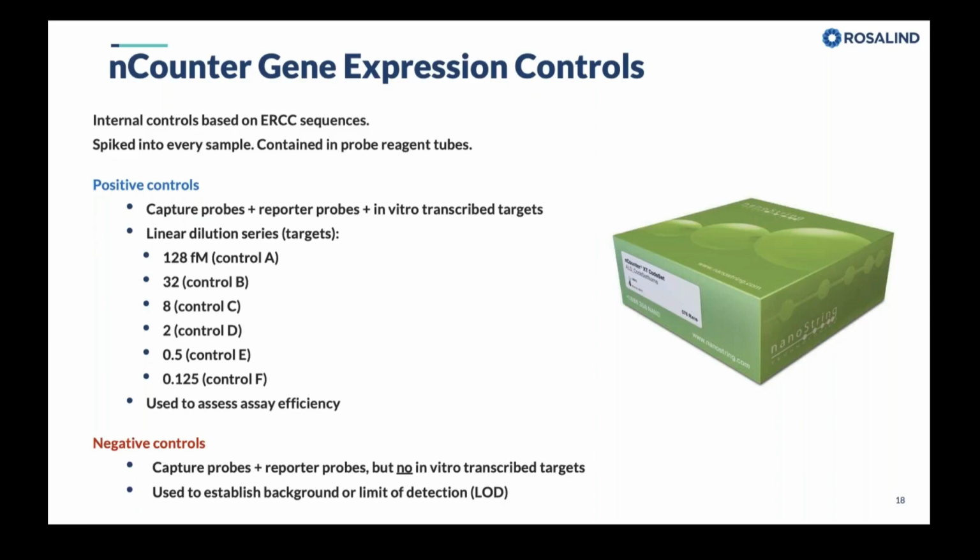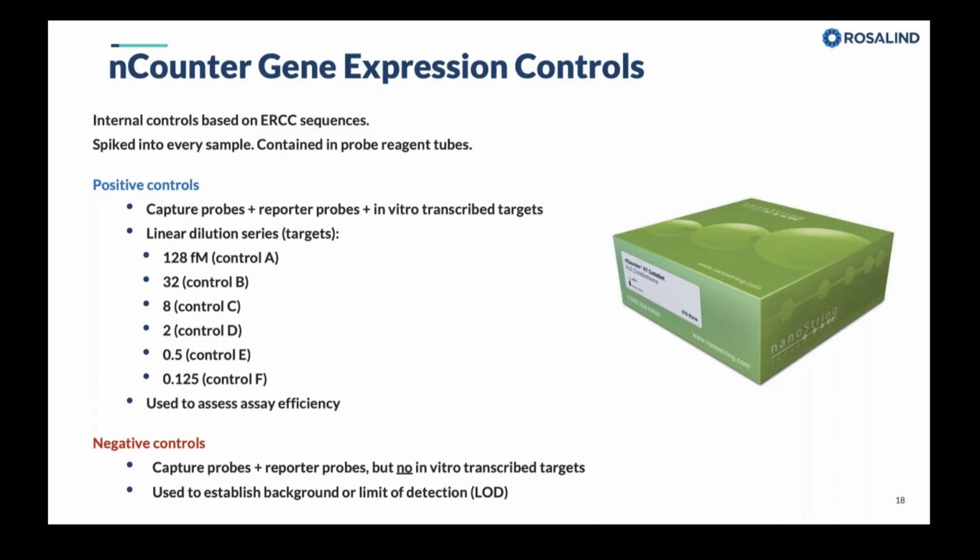These controls, if you're not familiar, are synthetic sequences based off of ERCC sequences. I'm not going to go into what those are, but they're spiked into every sample and they're contained directly in the probe reagent tubes. So they're added automatically when you set up your reaction. These are synthetic sequences. They're not going to be interacting or cross-reacting with any of your target transcripts, any of your biological targets. They're pure synthetic sequences. In the positive controls case, you have a capture probe, reporter probe, and then a target that's generated through in vitro transcription.